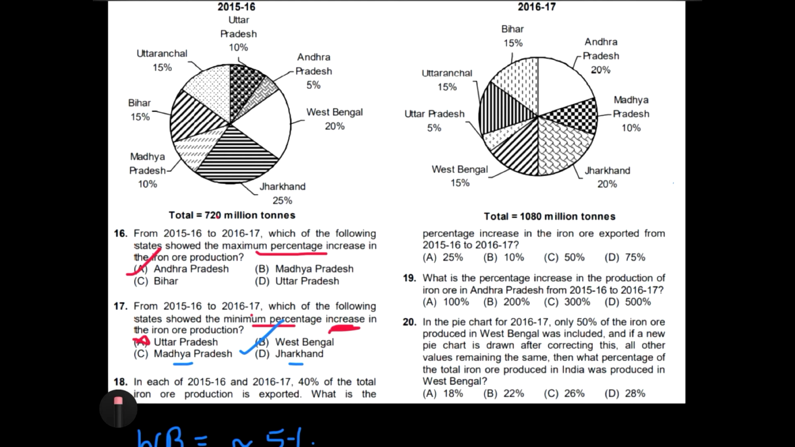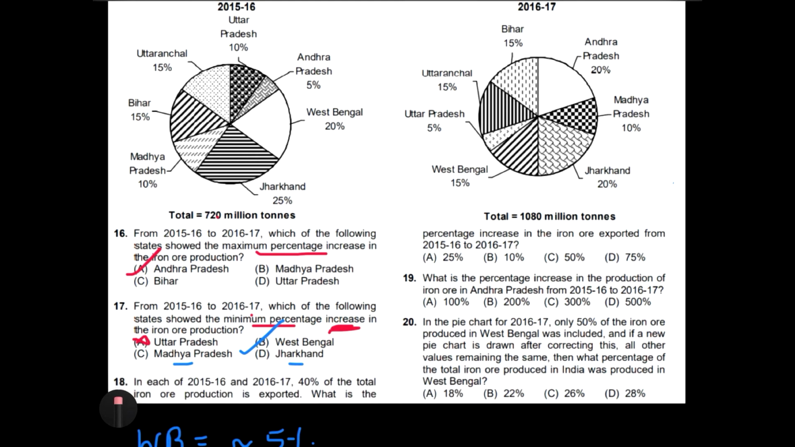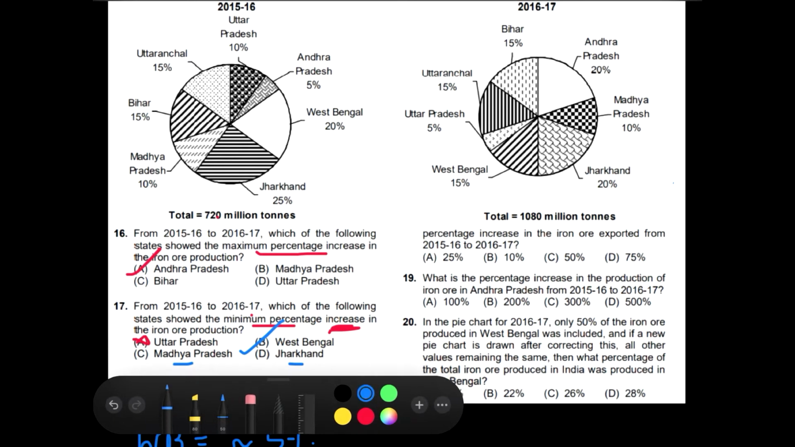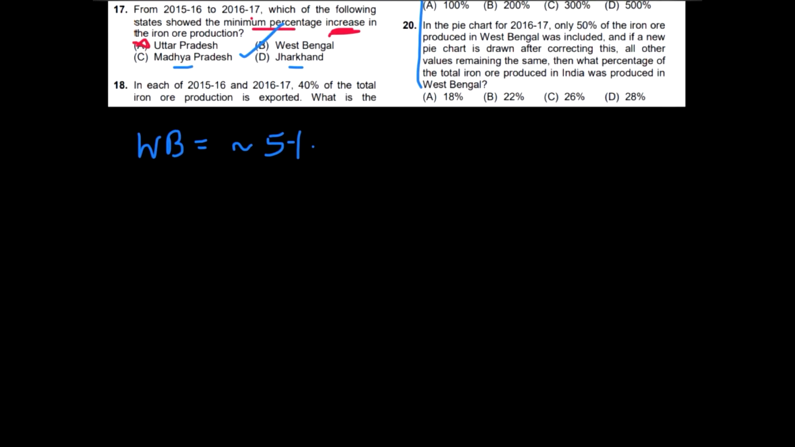Well, this is a very easy question. The reason I am saying so is that you have to make a proper calculation here. What is the proper calculation I'm talking about? 40% of the total iron ore is exported. So you need to figure out what is the 40% of 720 and what is the 40% of 1080. Then you have to find out the difference between them and the percentage increase. So let's do the calculation. I'll scroll down and do the calculation so that you people don't have any problems understanding the steps.